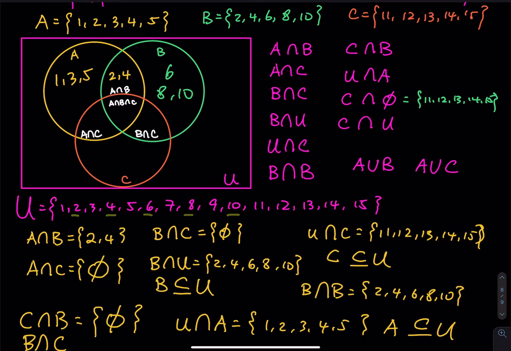And then the next one is C and U, then that is just C itself. So same thing, 11, 12, 13, 14, 15. All right.